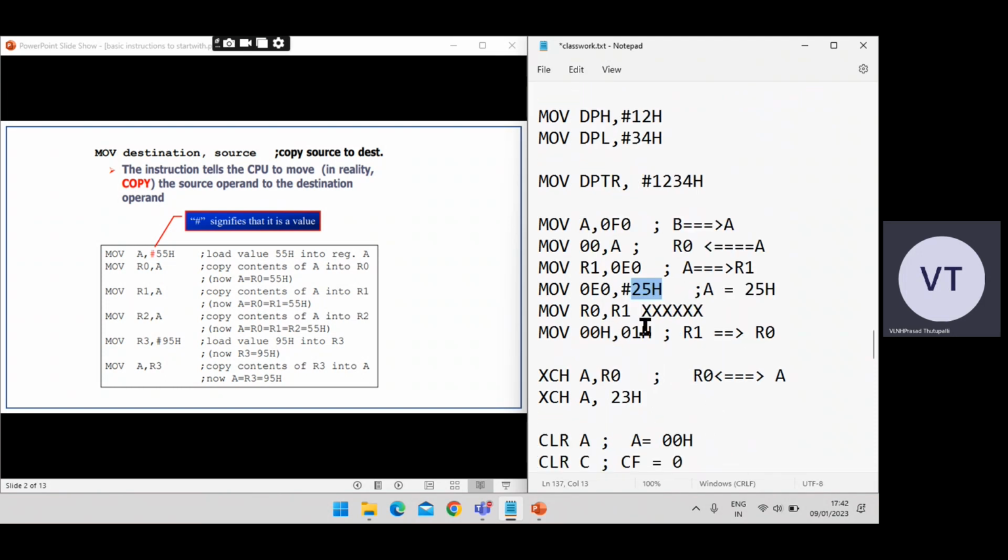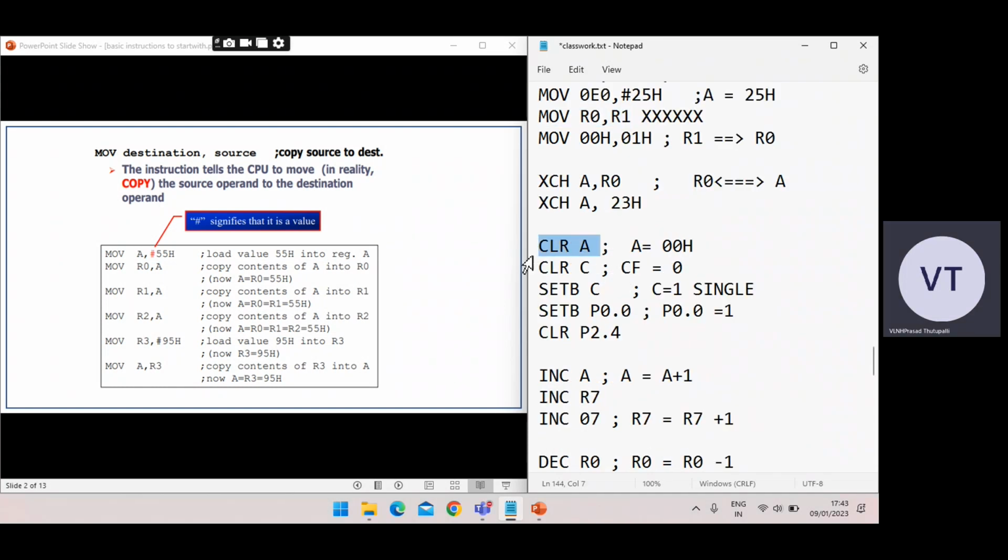Okay, so you can transfer the R1 value into R0 using a data transfer instruction. CLR A, you can clear the accumulator content. You can clear the carry flag. CLR C means clear carry flag. SETB, set B means set a particular bit. C means the carry flag.